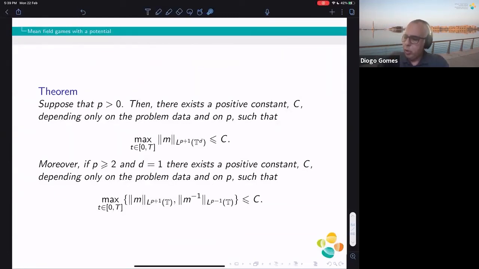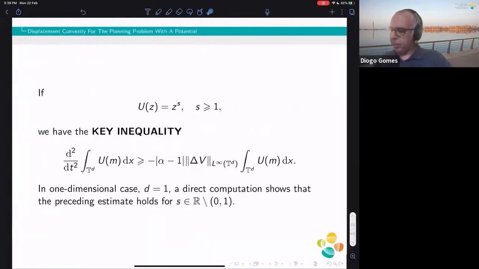So what we can do is to prove that in fact the LP norms are bounded, and in fact that if the dimension is one, we have bounds in 1/M. So we don't have vacuum formation. Let me see. So what is the key inequality?